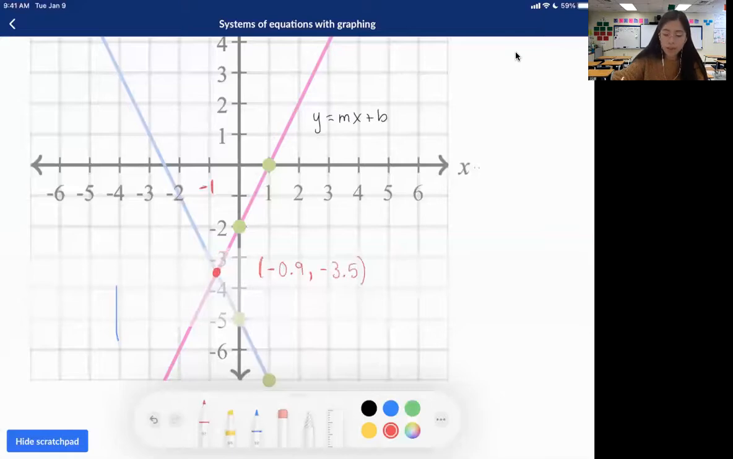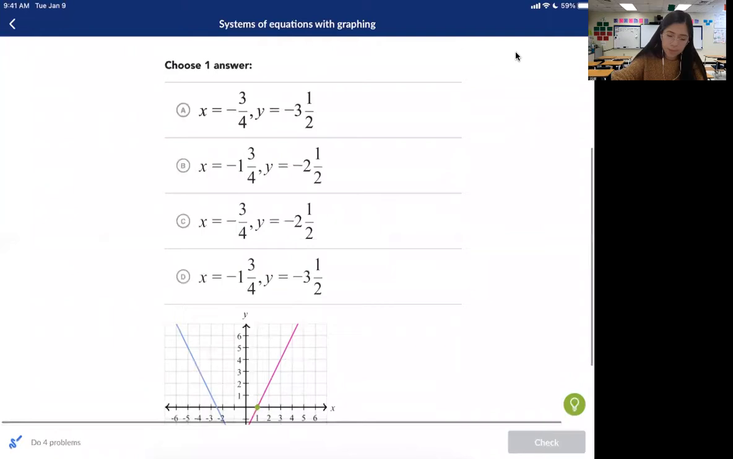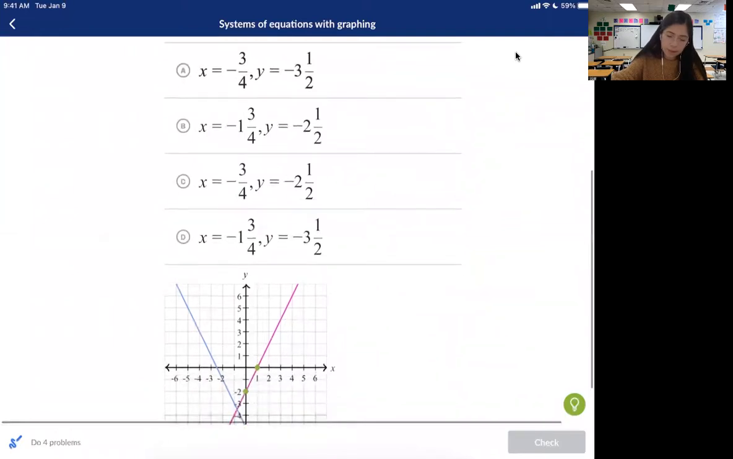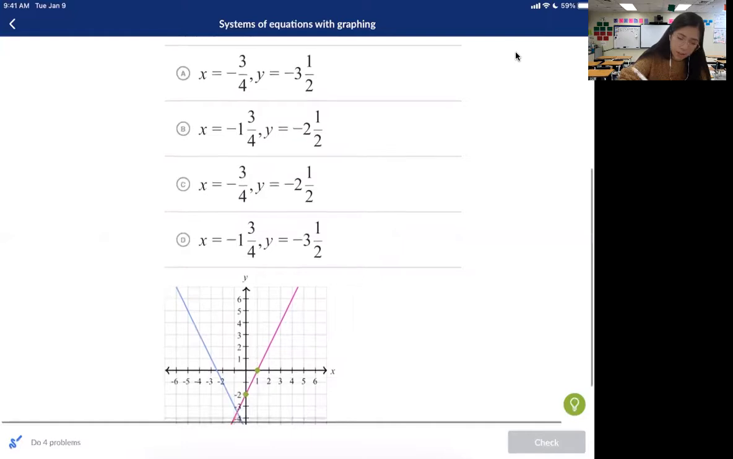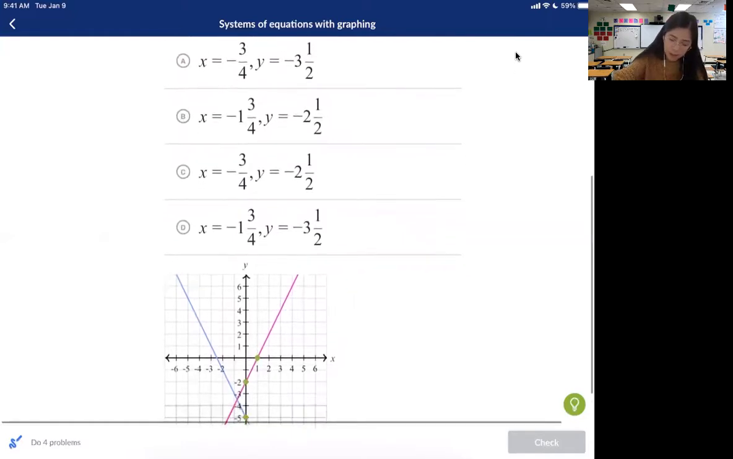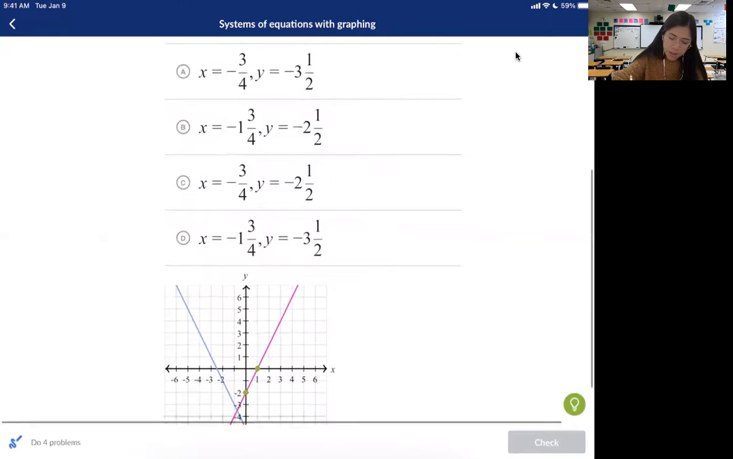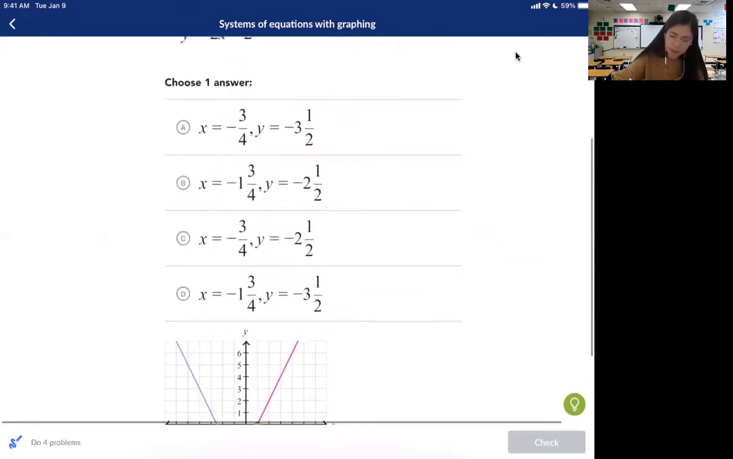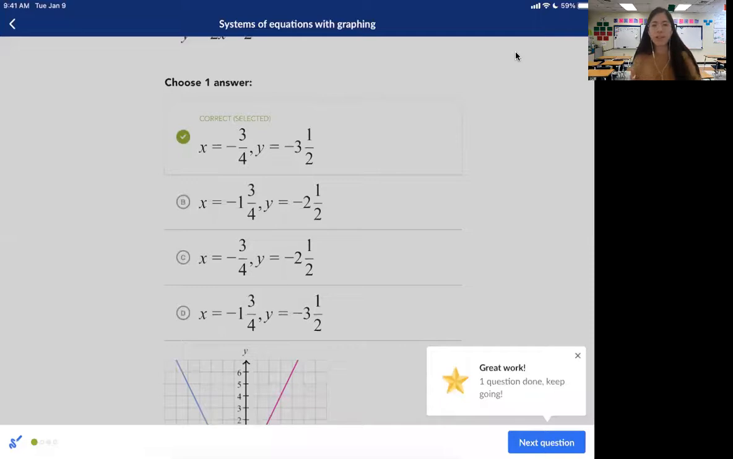So I'm going to look for the answer choice that best matches that answer. Okay. So let's see, negative 3. Yeah, this answer choice A looks pretty good. -3/4, comma, -3.5. Yeah, that looks pretty close. That looks good to me. I think it's answer choice A. Let's check. Good. All right.